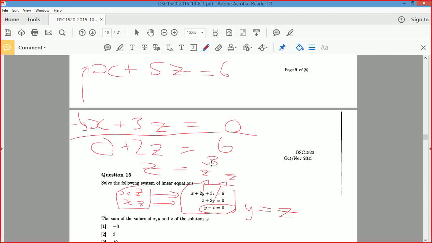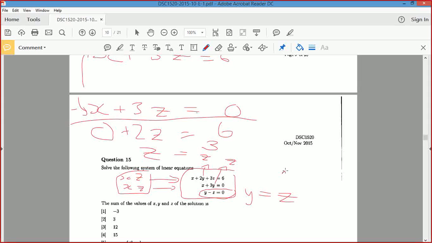Yes. 3, yeah. Okay, so if z is 3, what is y? Y is the same as z. Y equals z. Okay, the same, yeah. Okay, so now I've got y and I've got z. Can I work out x? Yes. Work out x. See if you can get that one.